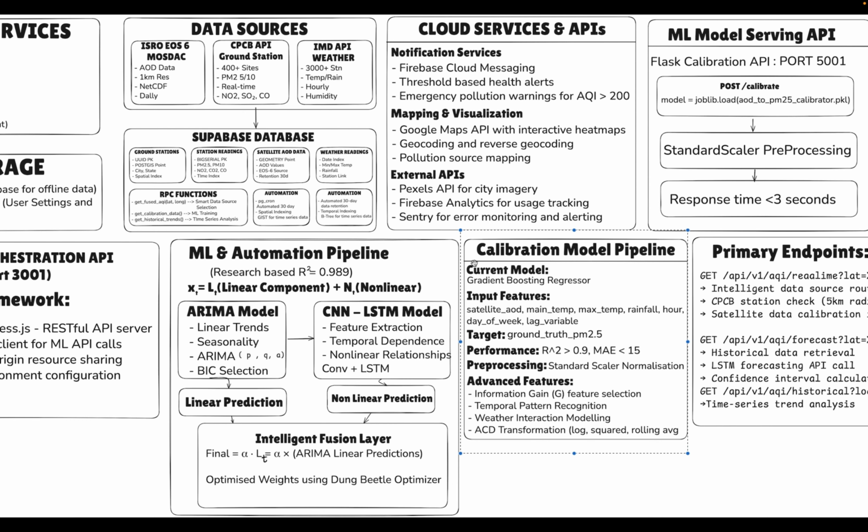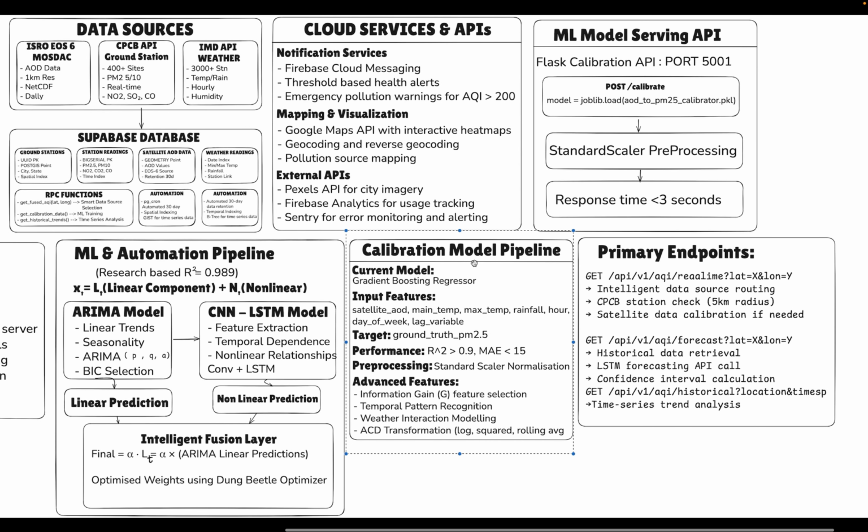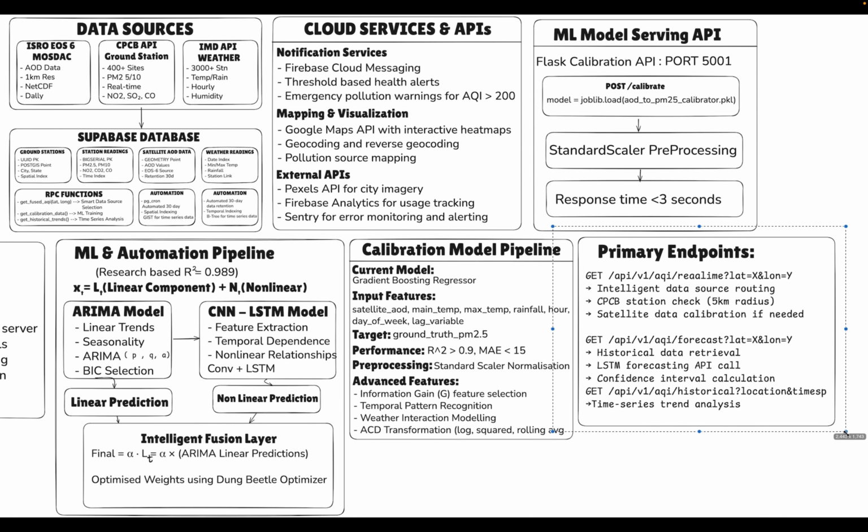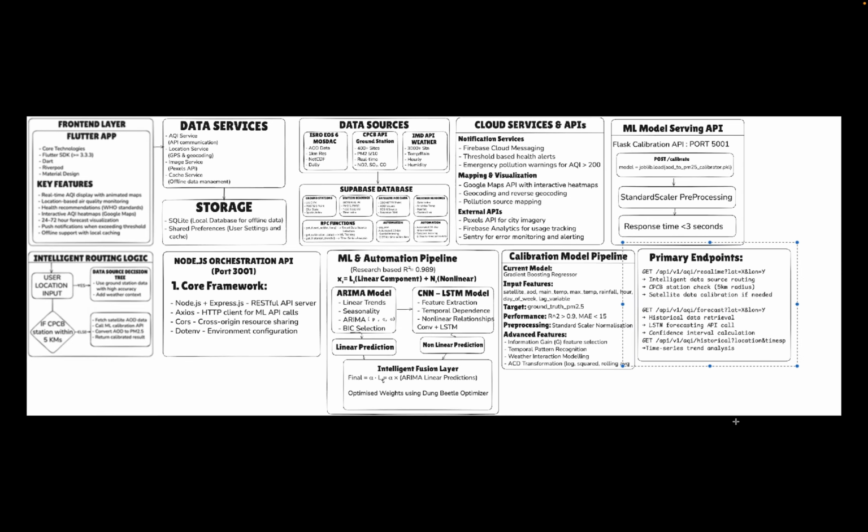particulate matter 2.5 data. In terms of endpoints, here are the major endpoints which we listed, although we added two more endpoints, which is for the heat map and for the forecast. Now here we just have the real-time AQI, and then we have forecast, and then historical location and timestamps. This is for a time series trend analysis, which I will be covering in the later aspects of the video. But yeah, this is a very simple and very straightforward architecture.